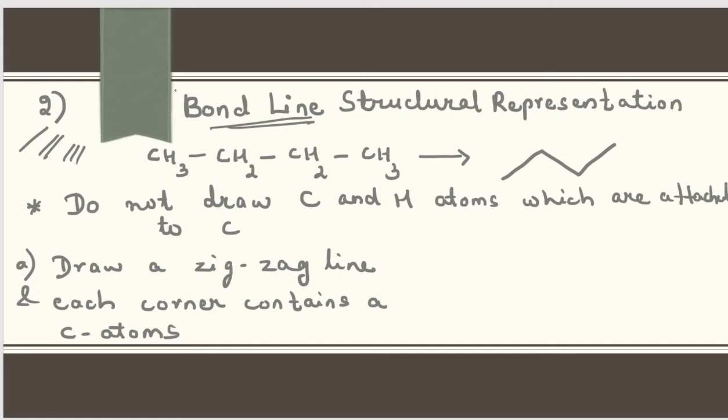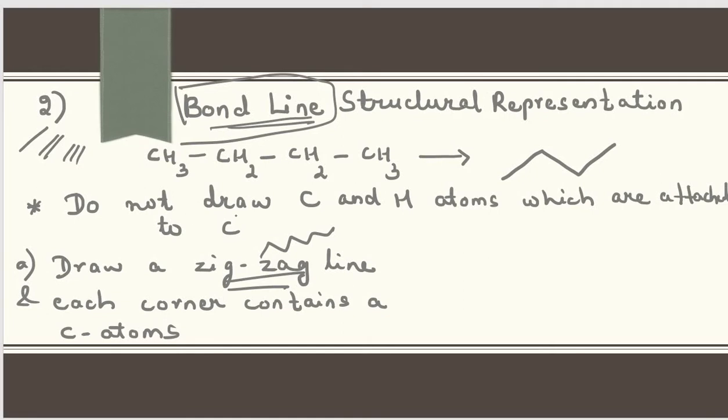In the case of the bond line structure, you can see that the carbon and hydrogen are not shown. Instead of that, they are represented by a single line, in a zigzag manner. This representation is known as the zigzag manner. So there are certain rules for representing this bond line structural representation.